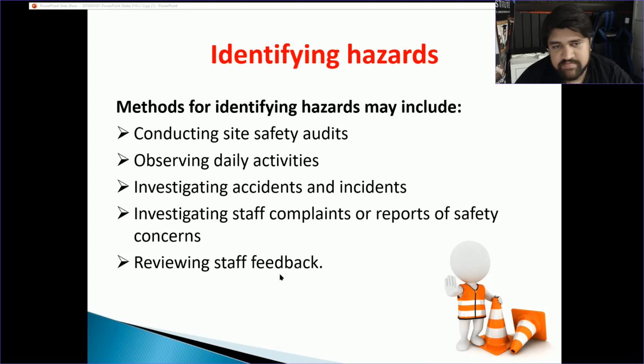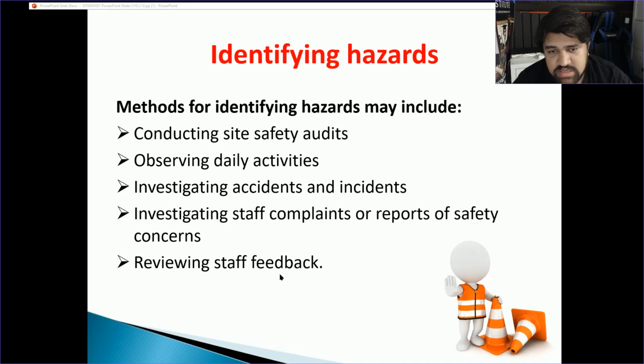Identifying hazards, conducting site safety audits, observing daily activities, investigating accidents and incidents, investigating staff complaints or reports of safety concerns, reviewing staff feedback. Very important that you're observing all these things, because now they can be claiming workers' compensation. If they've been lifting the thing wrong and they've been taught a specific way but they aren't following it, then down the line they're going to try and claim workers' compensation. It's not on. It's a loss to the business.